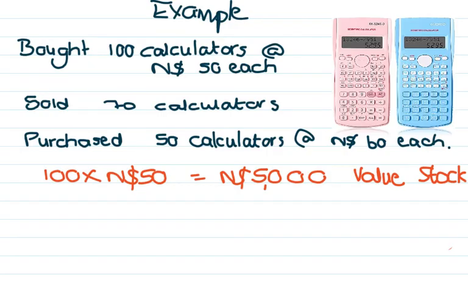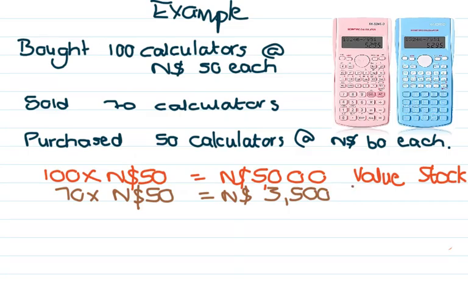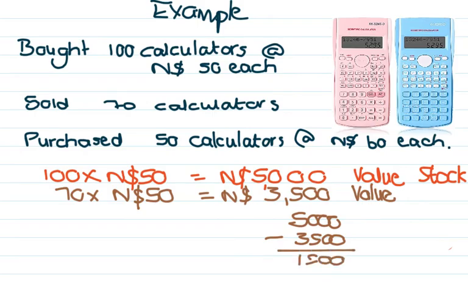Now I'm selling 70 calculators. All right, so let's sell these 70 calculators. So it's 70 times, and remember the price was $50. So what will go out of my stock is then $3,500 Namibian dollars. This will go out of my stock. So the value that I have left is then 5,000 less my 3,500. So I will have 1,500 Namibian dollars left.